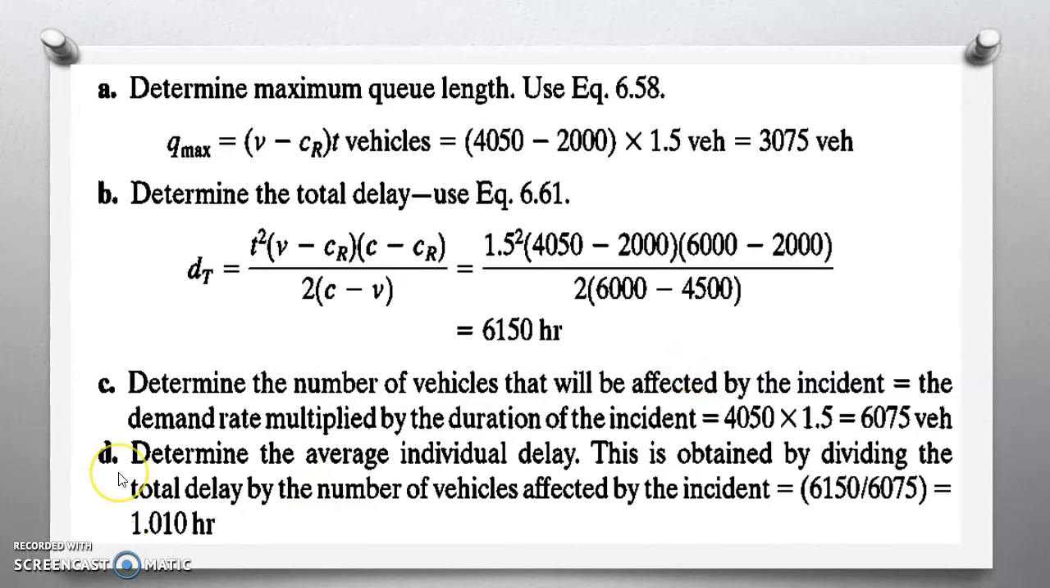incident. Letter D. Determine the average individual delay. This is obtained by dividing the total delay by the number of vehicles affected by the incident. 6,150 is our total delay over 6,075 vehicles, the number of vehicles that will be affected by the incident. Therefore, our average individual delay is 1.010 hours.